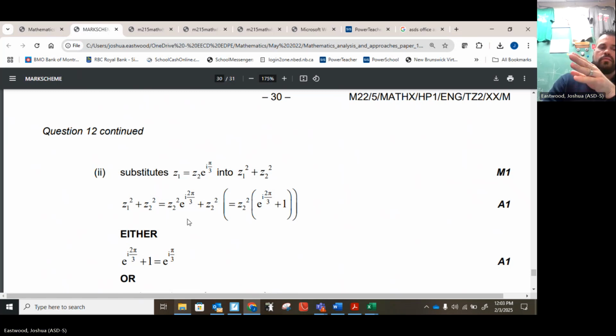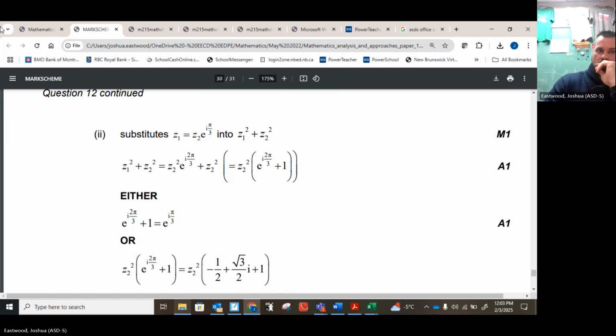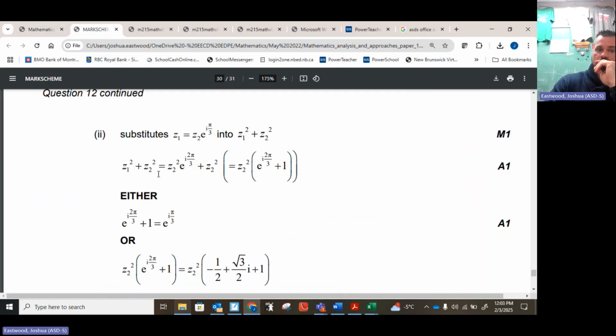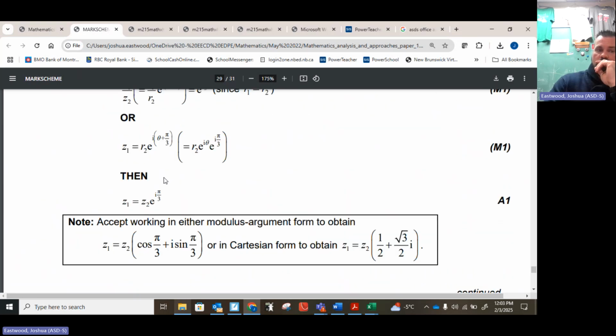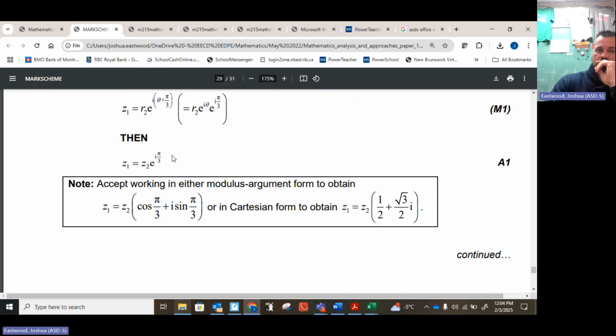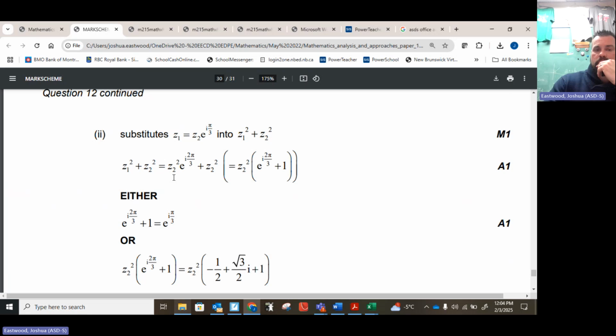And then if you look at the other side, you're trying to show that it's Z1 times Z2, and you already know what Z1 times Z2 is from looking at Z1 is Z2 times this. So Z2 times that is just Z2 squared e to the i pi over 3. So there's our Z2 squared. So we just need this to be e to the i pi over 3. And when you see this, you might say, well, how do you know that e to the i 2 pi over 3 plus 1 is e to the i pi over 3? How do you know that?